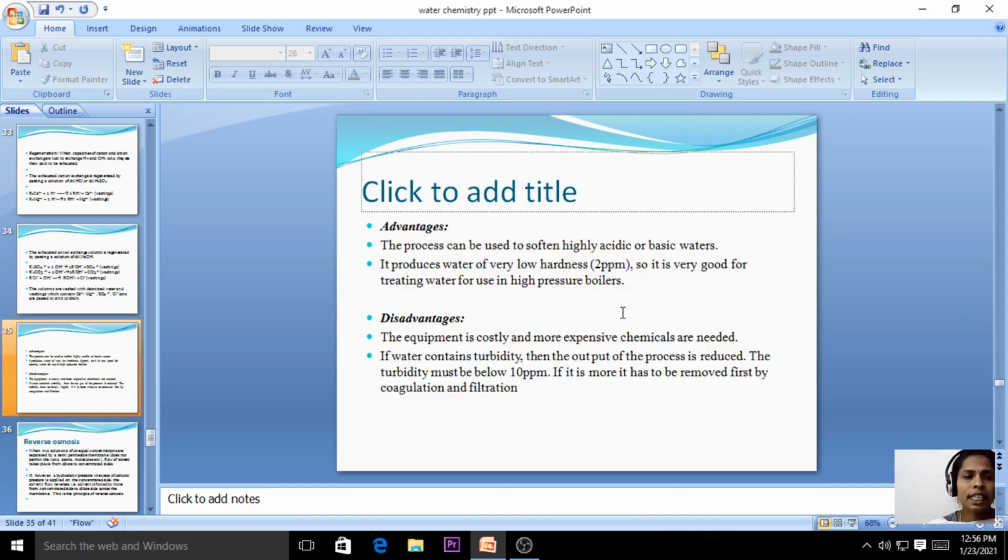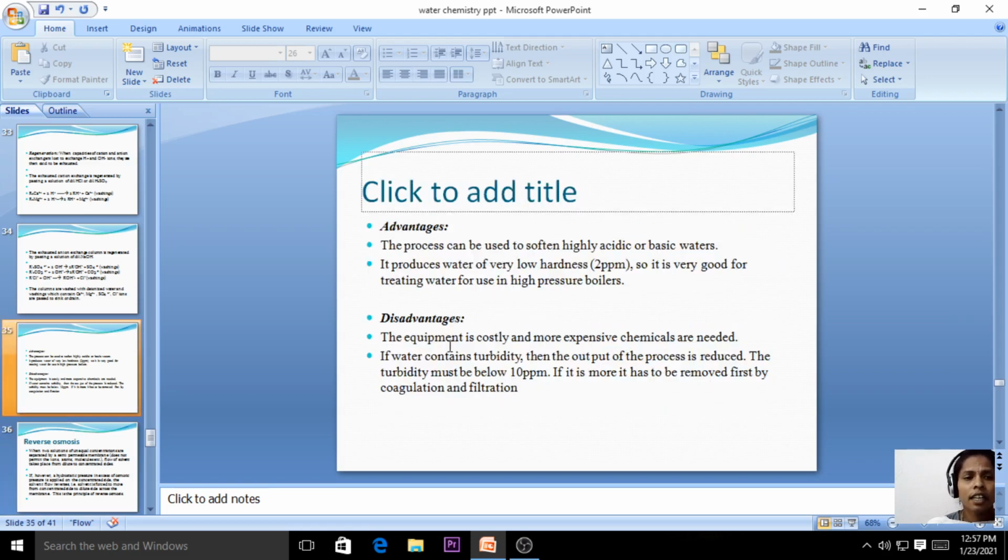So now let us see the advantages and disadvantages. The process can be used to soften highly acidic or basic waters. That means the ion exchange method is useful for acidic water as well as basic water. It produces water of very low hardness, so it is very good for treating water for use in high pressure boilers.